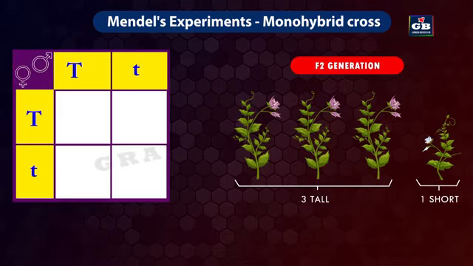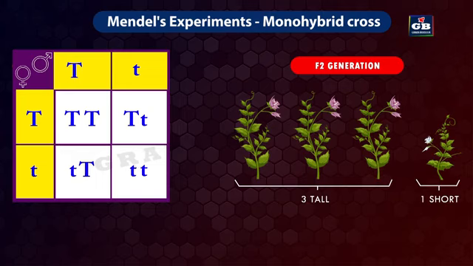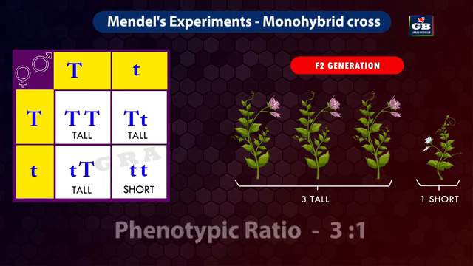The possible combinations of F2 generation are like this: capital T, capital T, capital T, small t, small t, capital T, small t, small t. So here, out of these 4 possible combinations, 3 of them are tall and 1 is short. So the phenotypic ratio of F2 generation is 3:1. Phenotypic ratio means the ratio based on the physical appearance. This is the outer appearance.